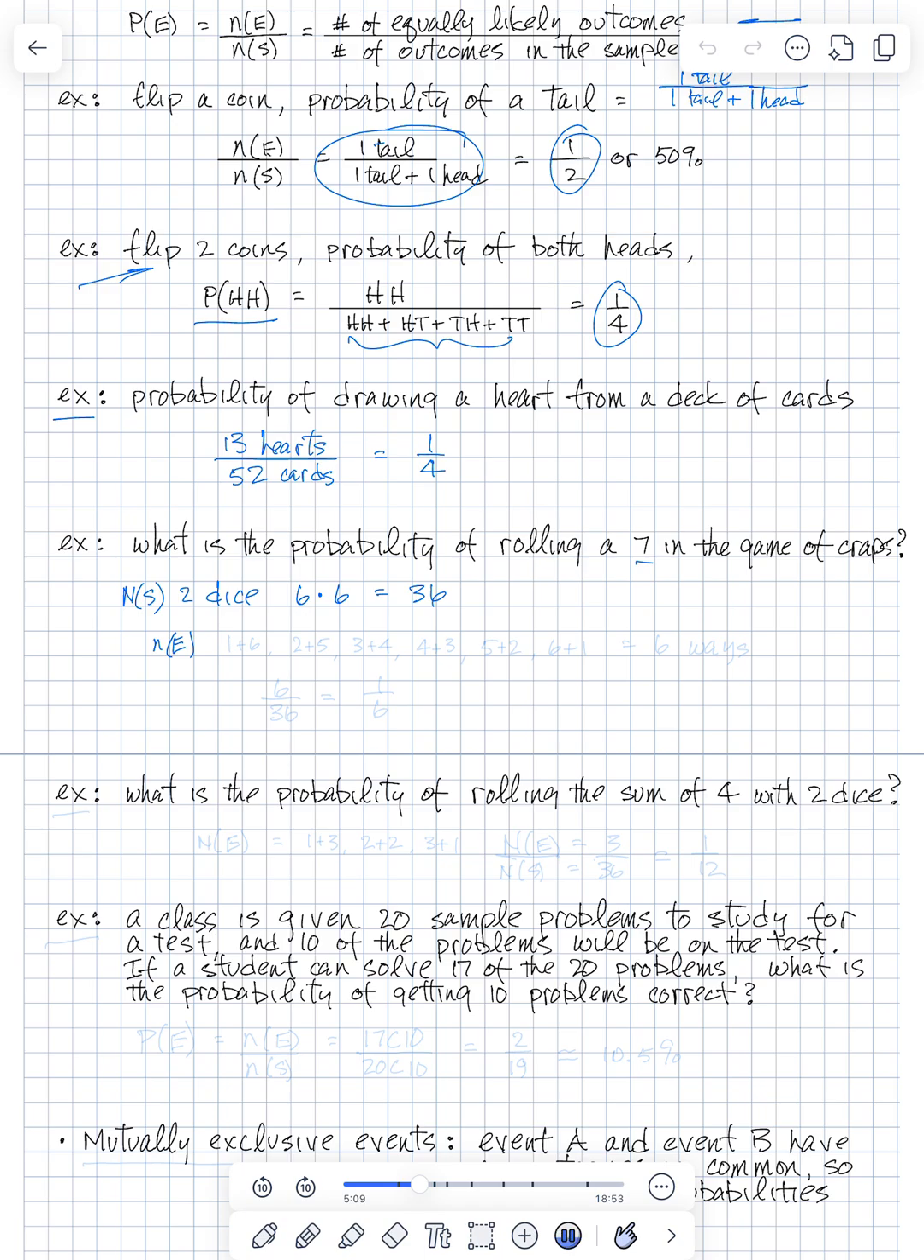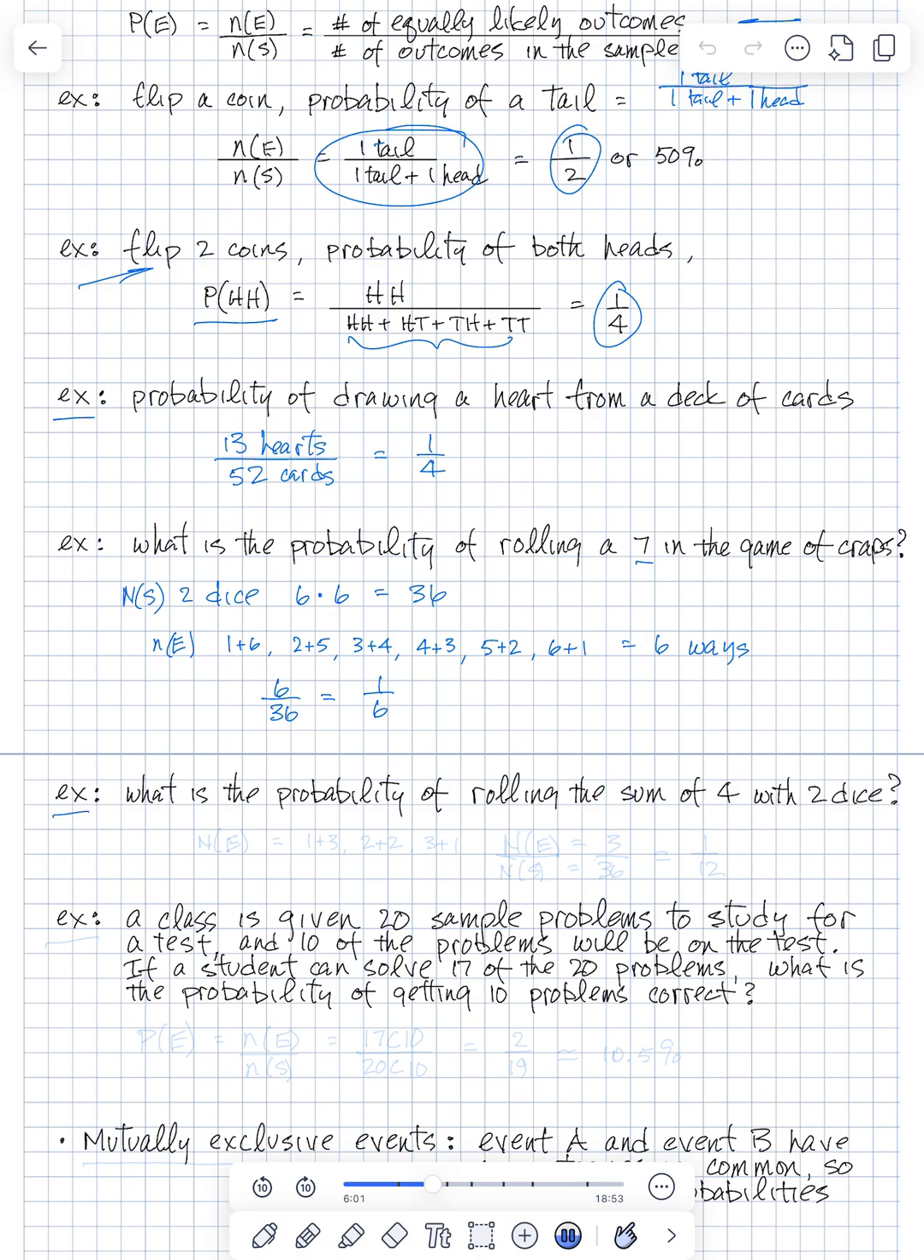With 2 dice, you can roll a 1 and a 6 to get 7, or a 2 and a 5, or a 3 and a 4, or a 4 and a 3, or a 5 and a 2, and a 6 and a 1. So there are 6 ways to roll a total of 7. And so now you have 6 over 36. So the probability of rolling a 7 is 1/6.